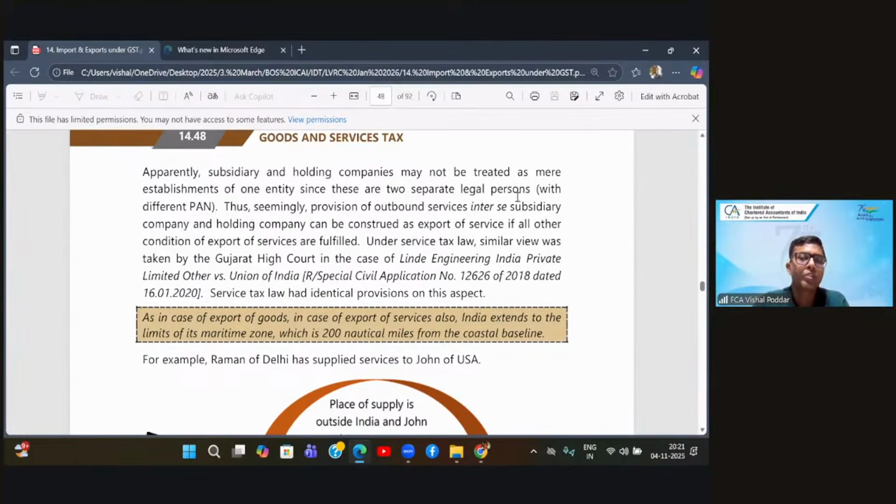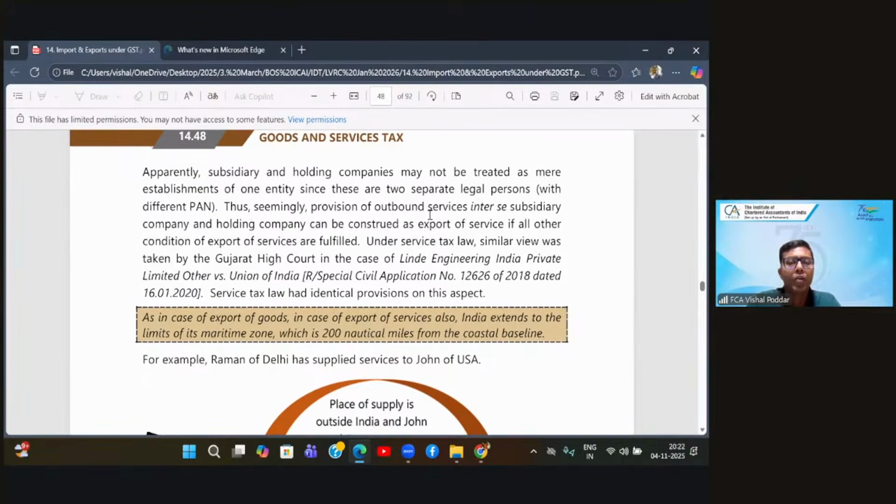Why? Because we are two separate legal persons. So the above restriction, that transactions between entities of the same person or branch of the same person will not be export of service, that restriction does not apply over here in case of holding and subsidiary, because we are two separate persons having two separate PAN. So this point has to be noted. So head office and branch will be a different scenario, and holding and subsidiary will be another different scenario.